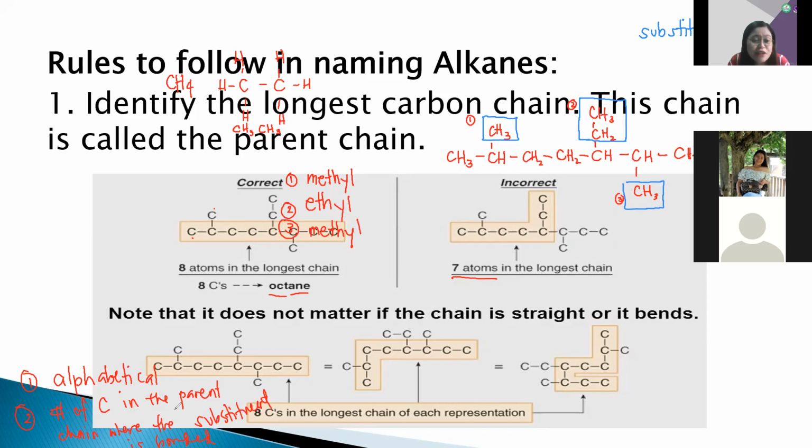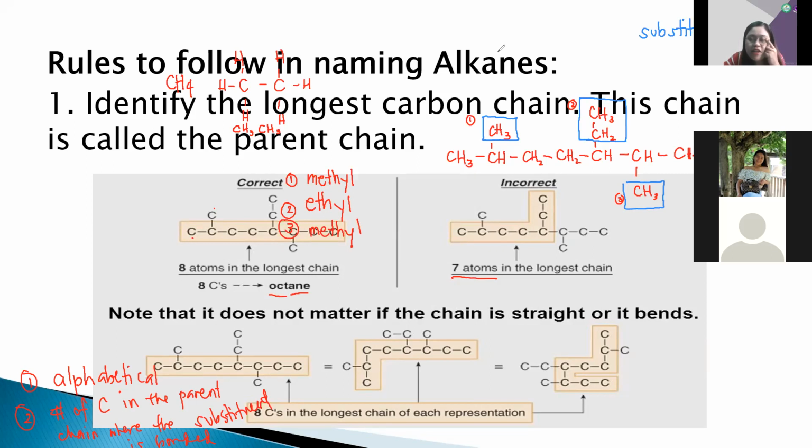Actually, these rules are written on the succeeding slides, but for the sake lang na tuloy-tuloy yung ating pag-name, hindi tayo malito. So again, number 1, alphabetical. Number 2, we have to identify also the number of carbon in the parent chain where the substituent is being bonded. So, what do I mean by that?